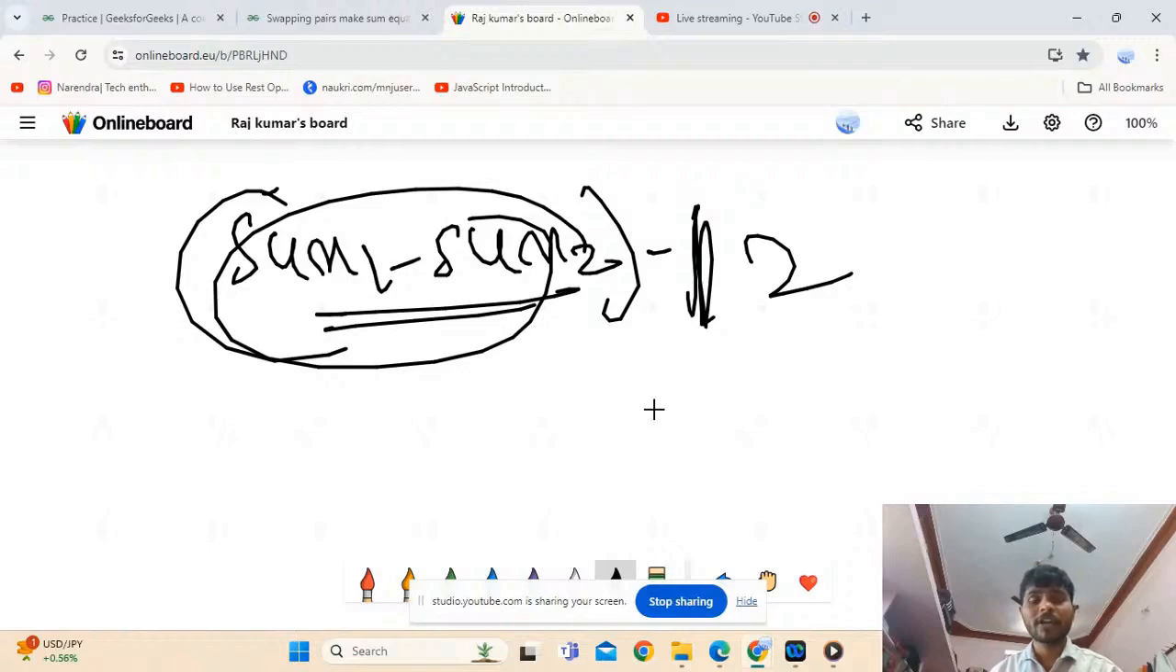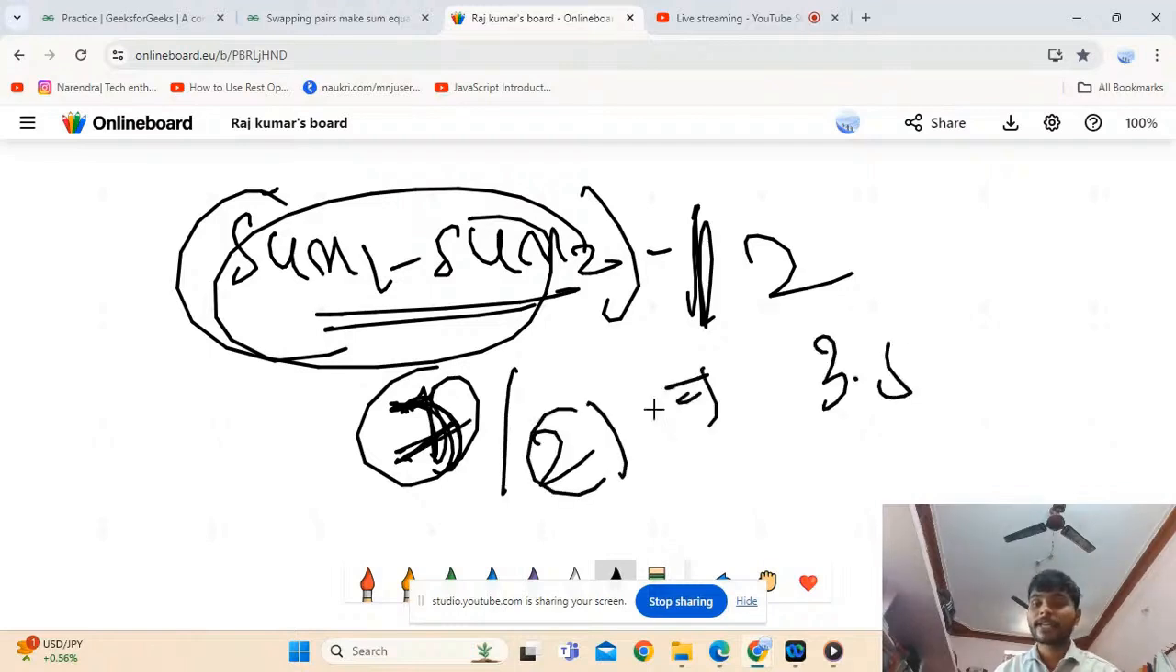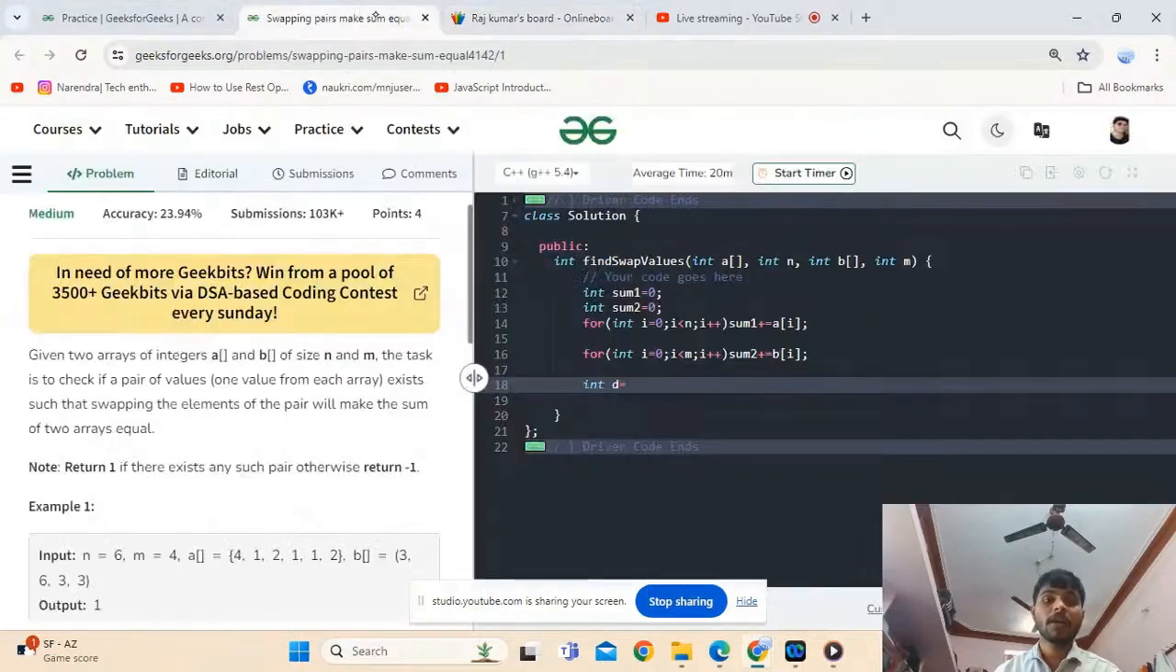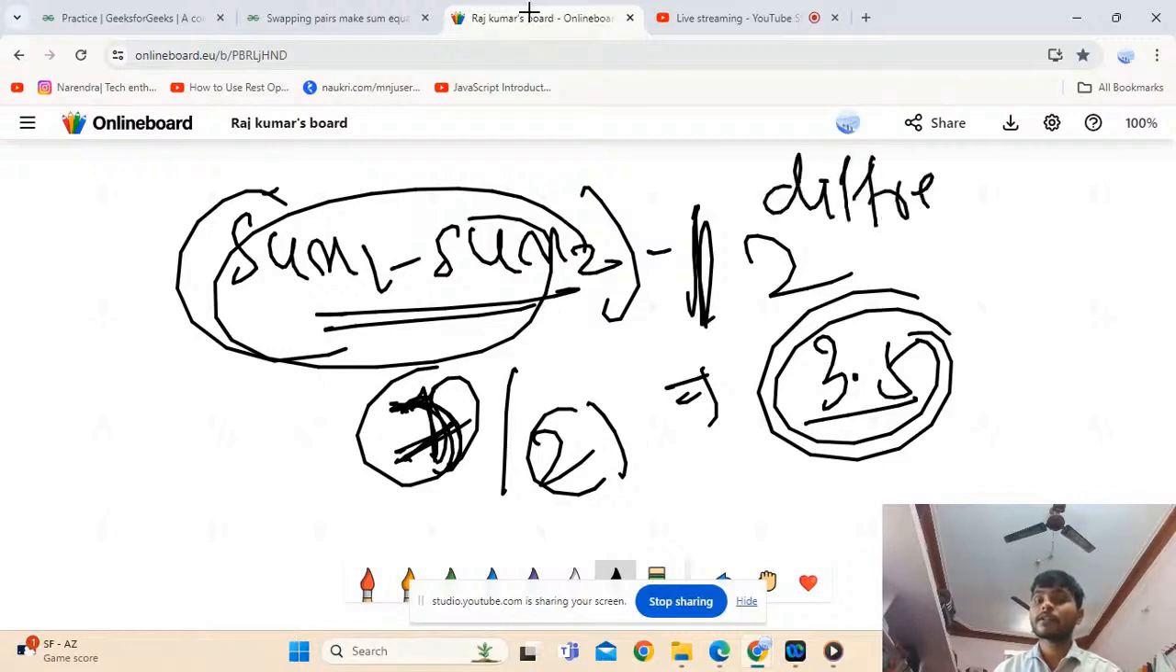For suppose if we got the difference 7, then we can't do it, because dividing it by 2 means 3.5. So all numbers are integers. Here he mentioned in the problem, all numbers are integers. So the difference of two integers is always an integer. We never find a value of 3.5.